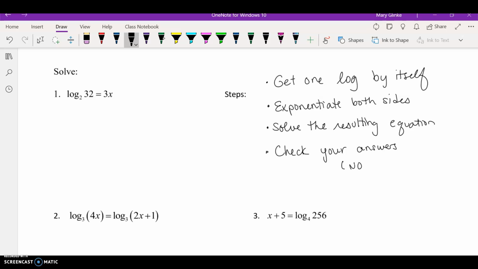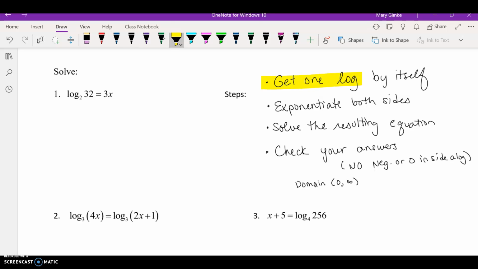You cannot have any negatives or 0 inside a log. Think about your domain for all log graphs. Your domain is from 0 to positive infinity, so you cannot have any negatives or 0 inside your log.